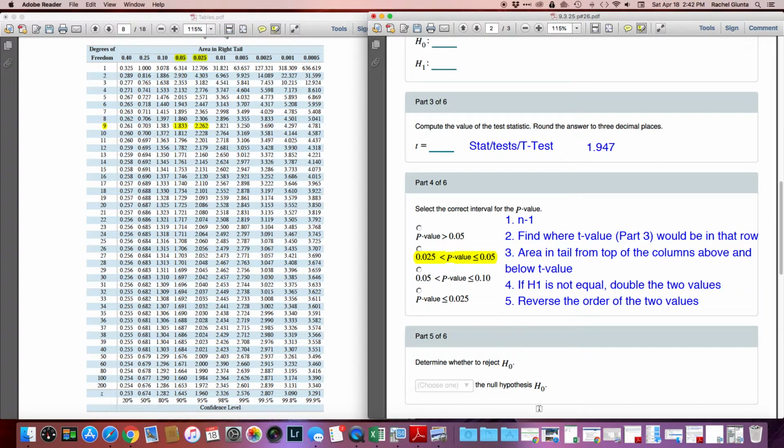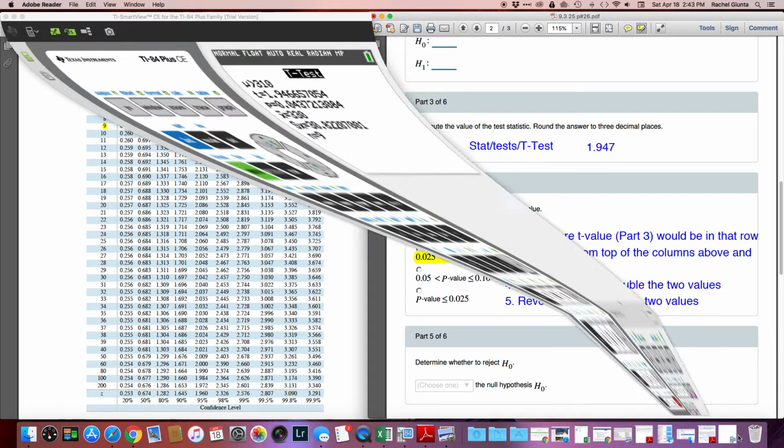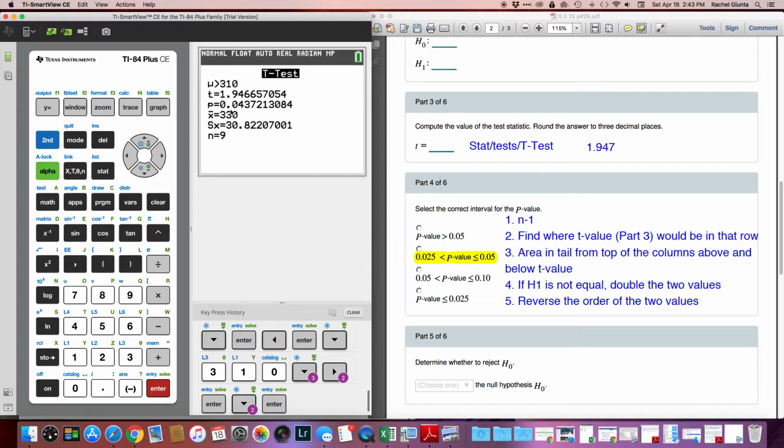So then determine whether to reject H0. So we know that when we get the p-value from the calculator, then we can compare that. And actually, since we did this in the calculator, we've got the p-value here, the actual number, and it's 0.043. And all this is telling us is, if you didn't have the calculator and you had to get the p-value from the table, you wouldn't know the exact p-value, but you would know that it fell in between these two.